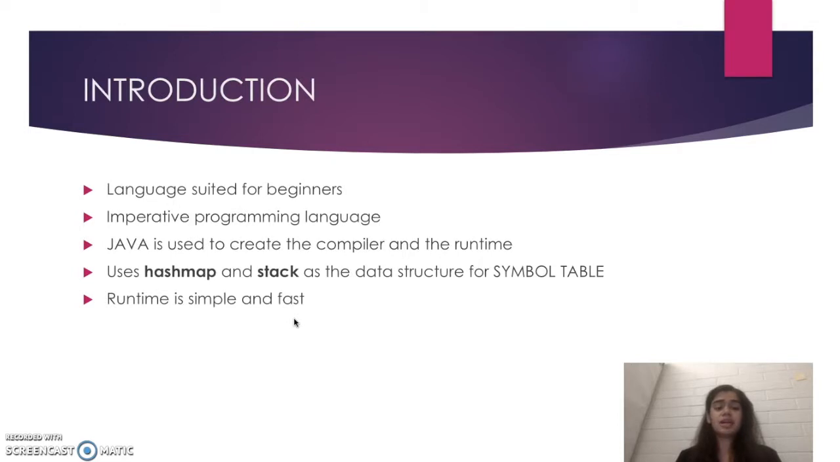ROCH is a programming language well suited for beginners. It is so because it's a very simple and concise language. It follows the imperative programming paradigm. Java has been used to create the compiler and the runtime environment. It uses mainly two data structures, hashmap and stack, for the symbol table.